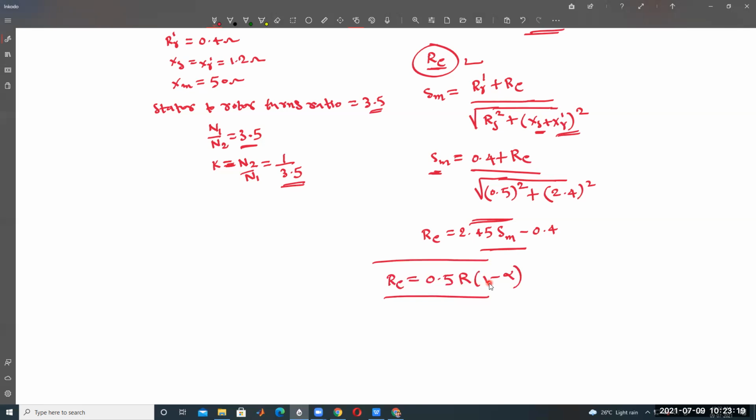Okay. So how to convert this to the primary side, that means the stator side? This equivalent resistance is referred to the stator side. How to convert? Just like a transformer. How do we transfer the secondary side parameters to the primary side in a transformer? You know? Do you know or not? Tell sir.